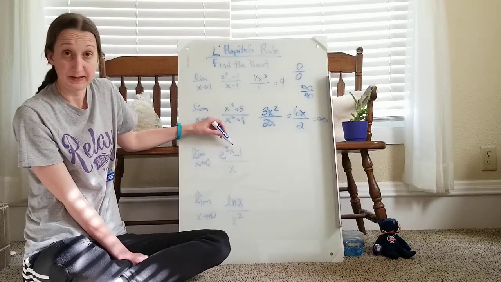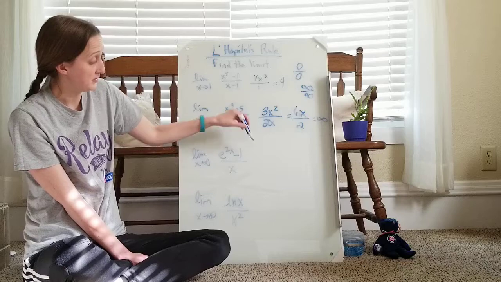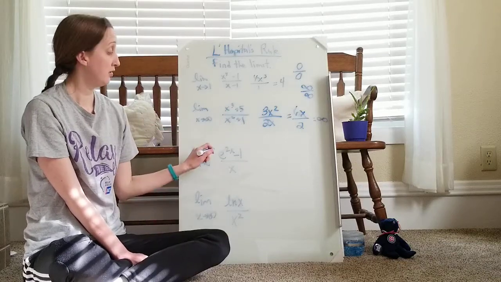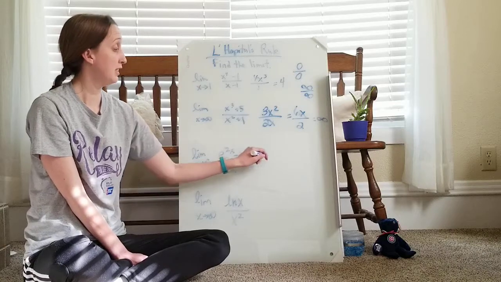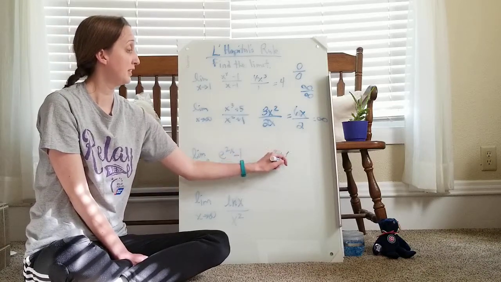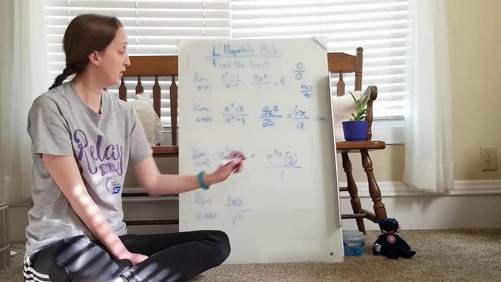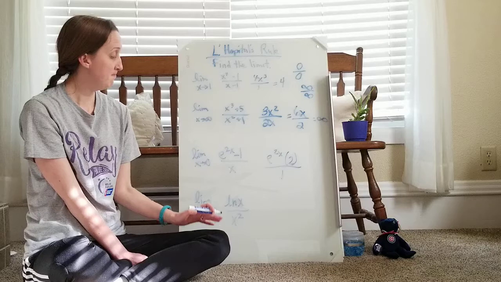Down here, we've got another as x approaches 0. 2 times 0 is 0, well, e to the 0 is 1, minus 1 is 0 over 0. Go into L'Hopital's rule. Don't forget you need the chain rule here. e to the 2x times 2. The derivative of the denominator is 1. Let's try it out again.